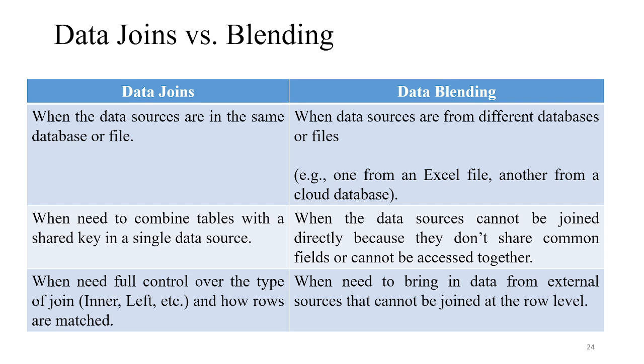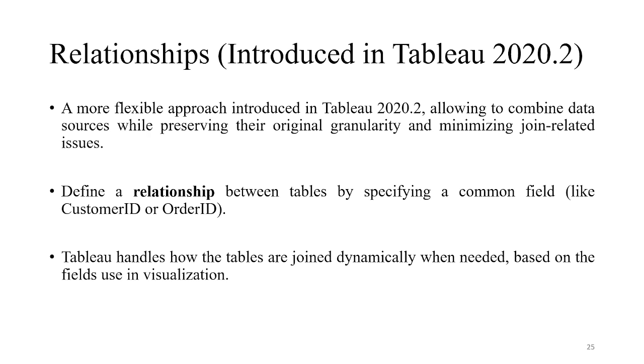So when we need full control over the type of join, inner, left, then full join, etc., and how rows are matched, here we use the join type to match the rows. Here we need to bring in data from external sources that cannot be joined at the row level, so we use a relationship between the common field.